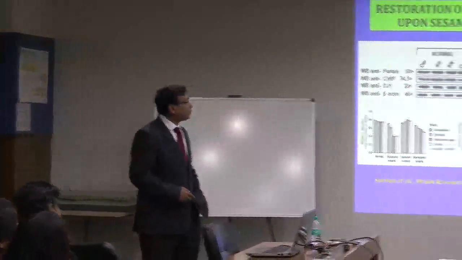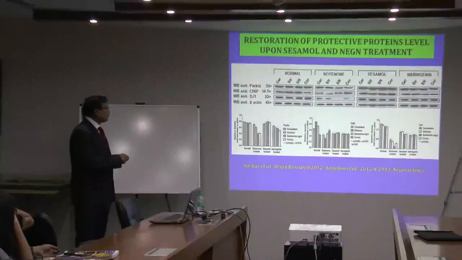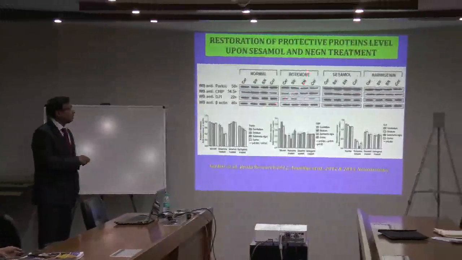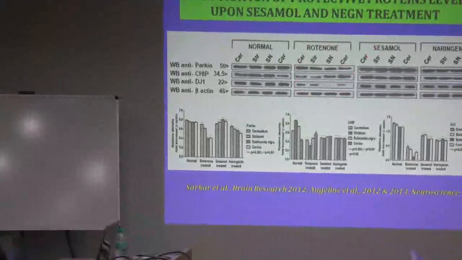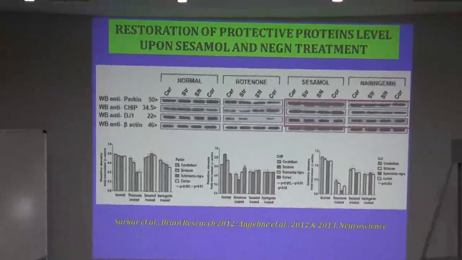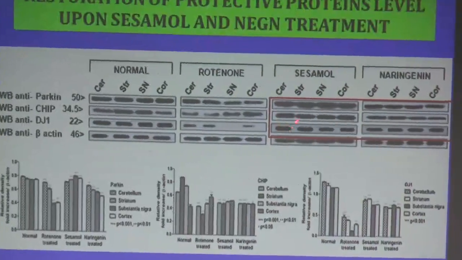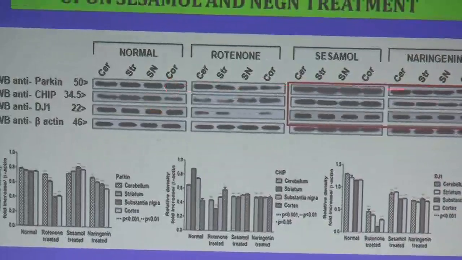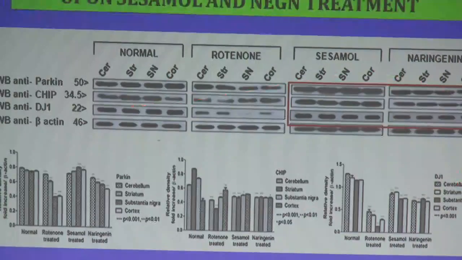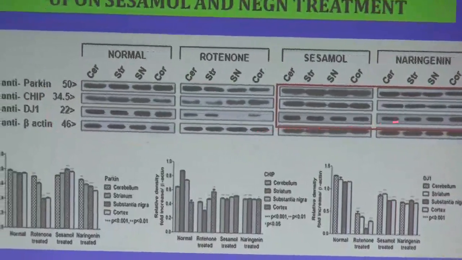So, coming to the restoration of the protective proteins upon Sysmol. Now, in one shot, I am trying to show you the Parkin, CHIP and DJ-1 levels under normal conditions, under rotenone, Sysmol, and naringenin. Just concentrate on this panel: under rotenone, this is what is happening, but the moment you add Sysmol, these protein levels are upregulated with respect to rotenone and come to the normal level. So we have successfully shown in the 3D model that indeed Sysmol and naringenin can rescue the protein levels of Parkin, CHIP and DJ-1.